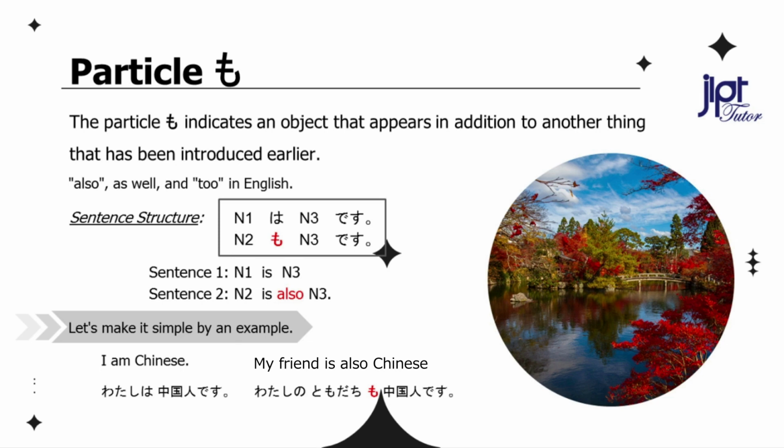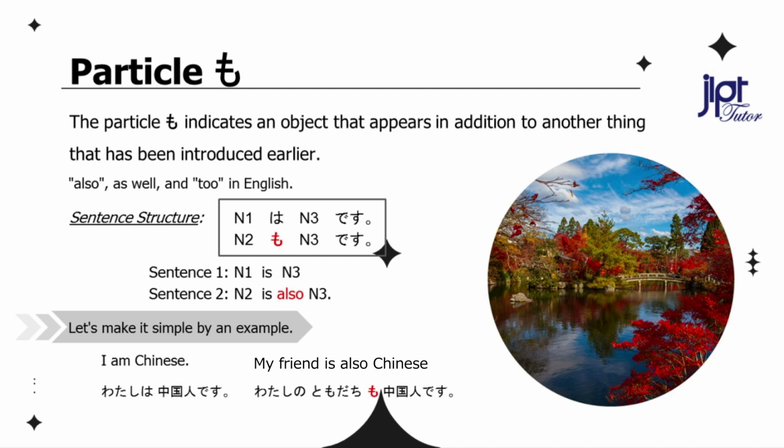Take a look at the sentence structure in Japanese. N1 wa N3 desu, N2 mo N3 desu. Sentence 1: N1 is N3. Sentence 2: N2 is also N3. Let's make it simple with an example. I am Chinese.